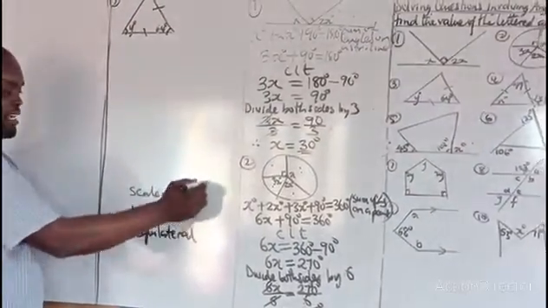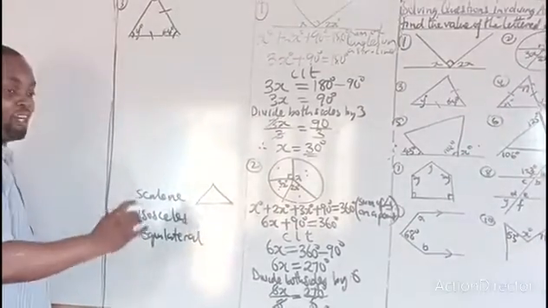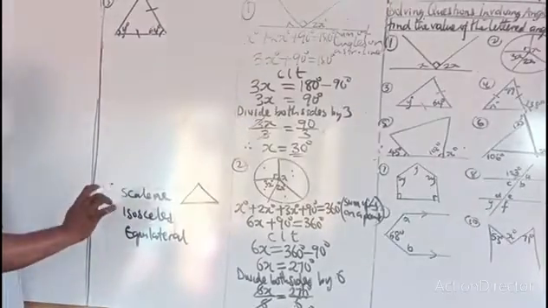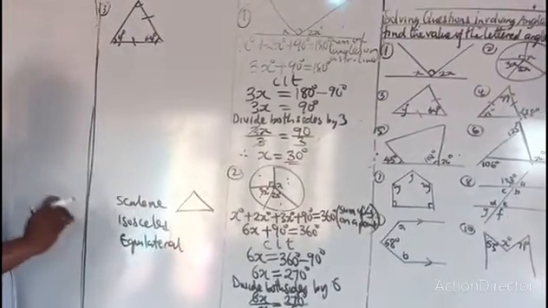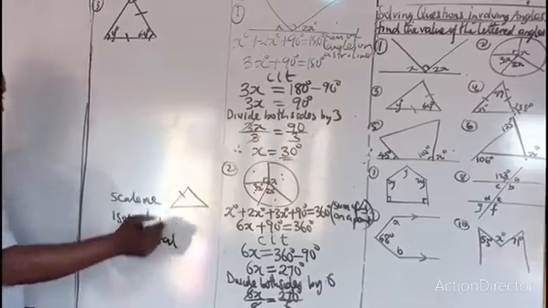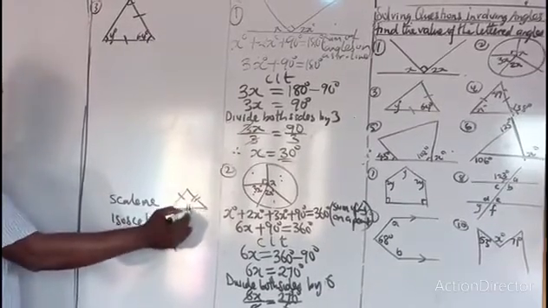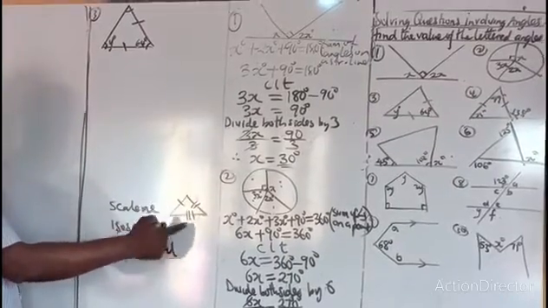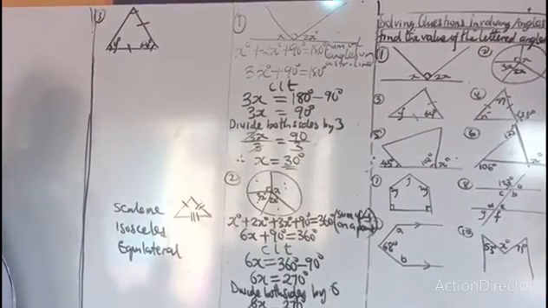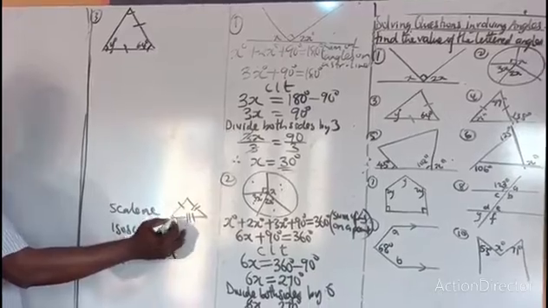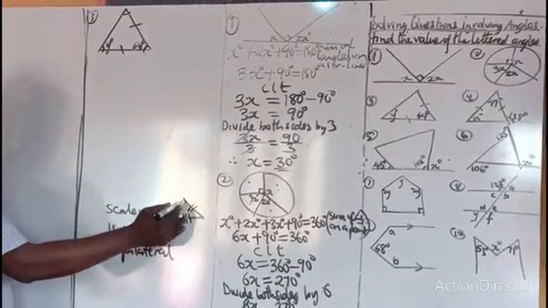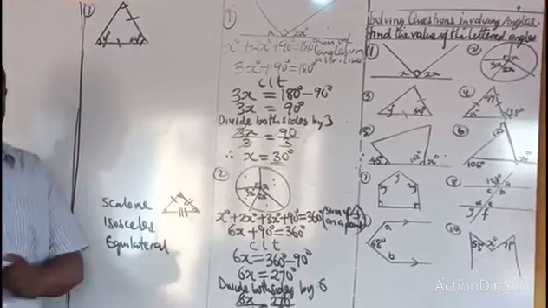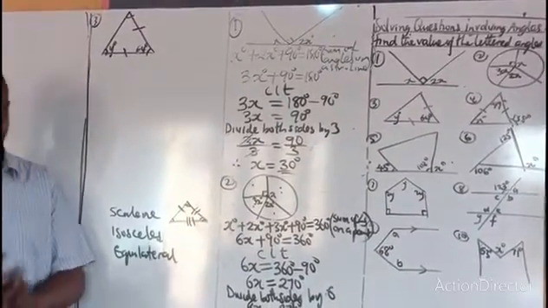A scalene triangle is a triangle that has none of its sides or angles equal. I repeat, a scalene triangle has none of the sides or angles equal. That means this side is different from this side, which is different from this side. To represent that, we use different marks: 1 mark, 2 marks, 3 marks, meaning none of the sides are equal. Likewise for the angles, we put 1, 2, and 3, meaning none of the angles are equal. Remember, in a scalene triangle, none of the sides are equal and none of the angles are equal.